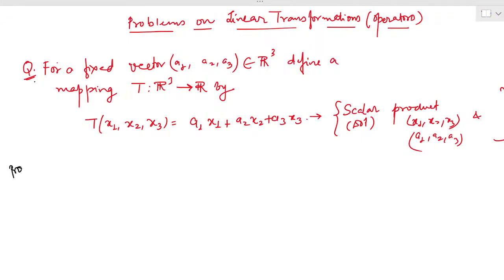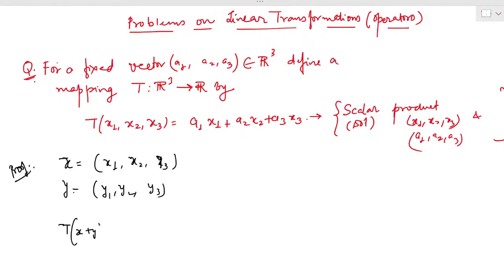So I told you yesterday, in order to see a linear transformation, what we need to do first is, let us take two points. Let's say x equals (x1, x2, x3), and y equals (y1, y2, y3). This is how you define your x and y. Now let us define the sum of both. So I'm going to define T(x plus y), which equals T(x1 plus y1, x2 plus y2, x3 plus y3).